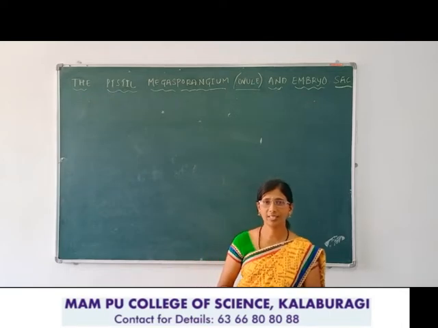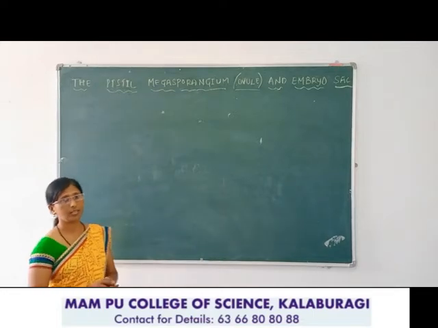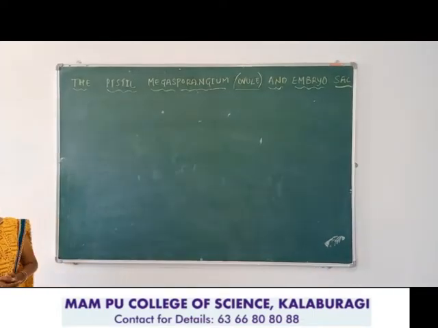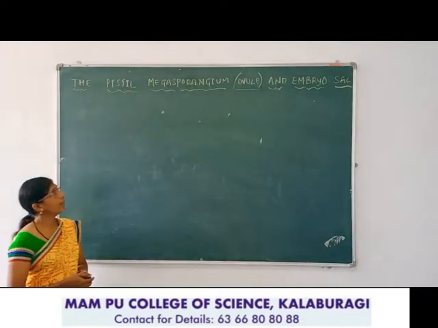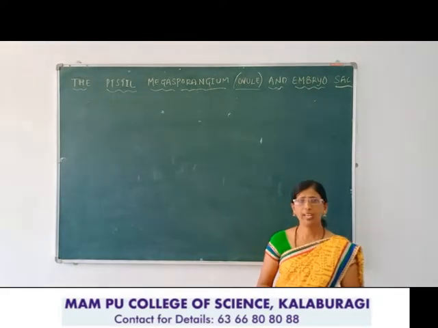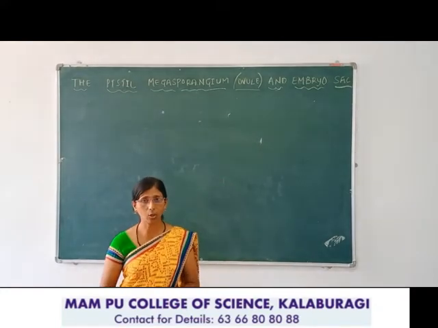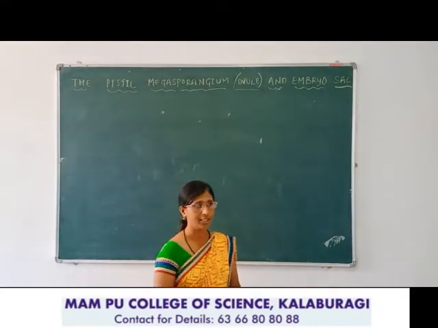Hello students. In the previous class we studied the structure of pollen grains. Now we have to study the pistil, megasporangium and the embryo sac. Flowers have four whorls, that is the calyx, corolla, androecium and gynoecium.